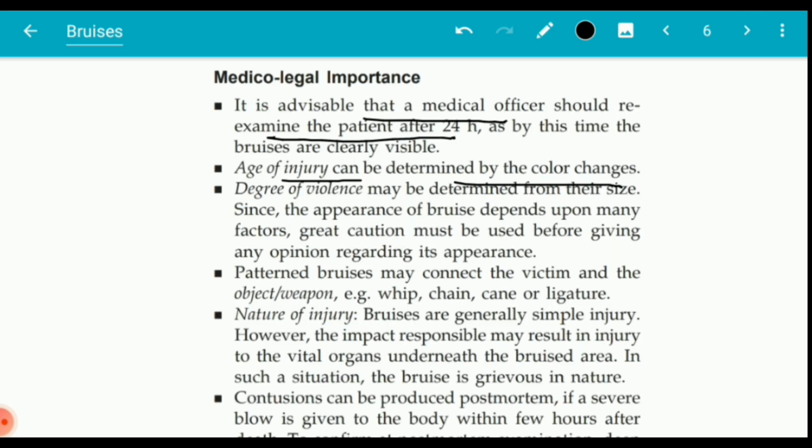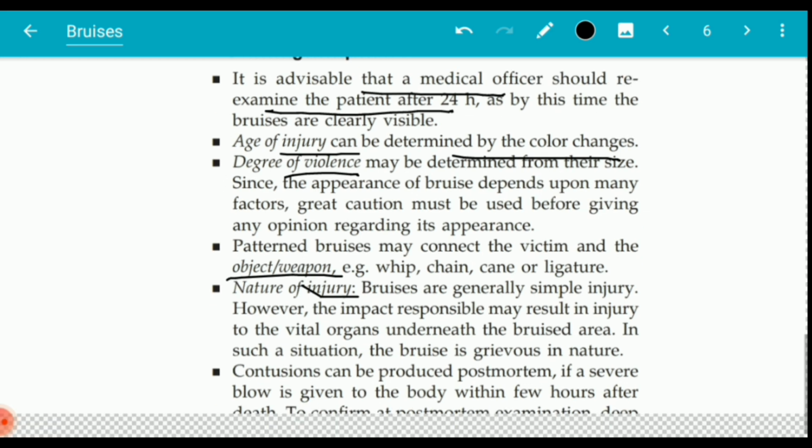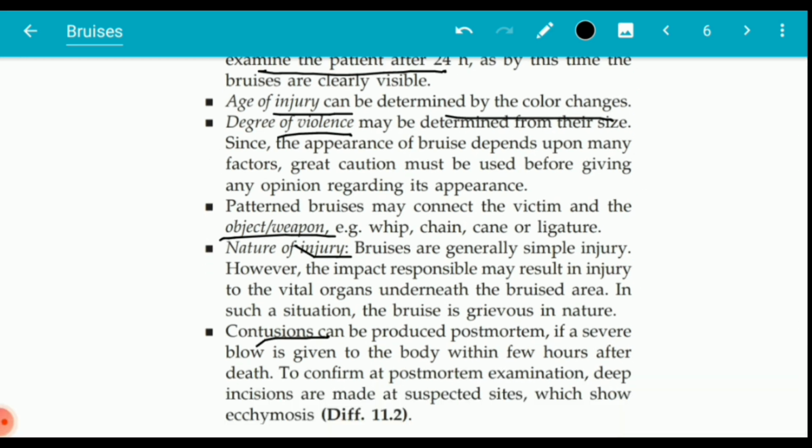Then the degree of violence can also be observed by observing the size of the bruise. The larger the bruise, the larger the weapon would have been, and more force must have been applied. These things can all be determined. Then the nature of the injury would also be figured out. Apart from this, contusions, the bruising of the internal organs, is what we call contusions. It can also be there in the case of post-mortem, if a severe blow has been given to the body a few hours after death. To figure those contusions out, some deep incisions are made in the suspected site, so you can easily see ecchymosis.